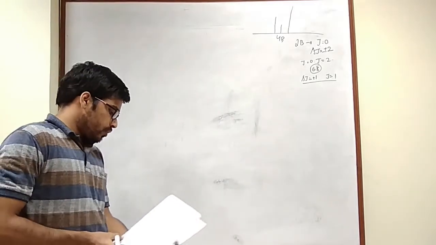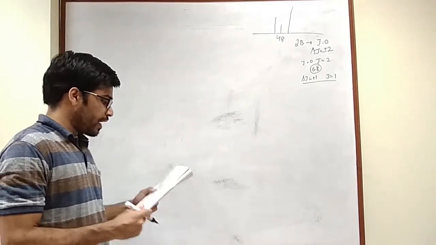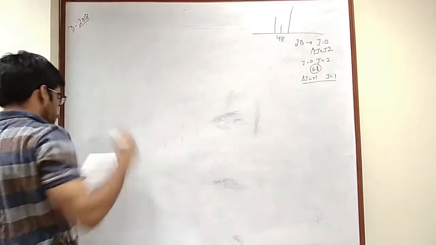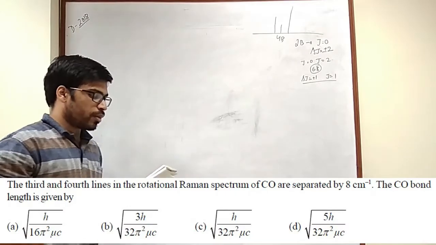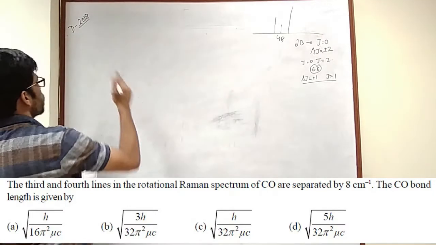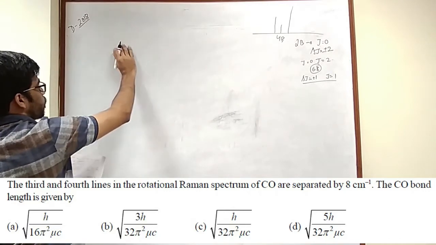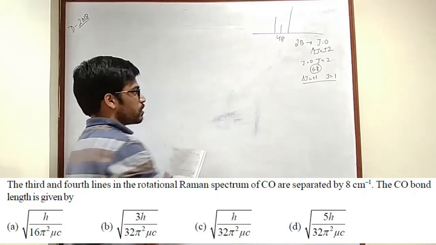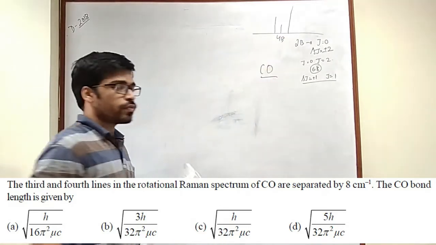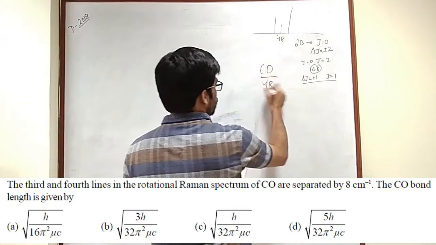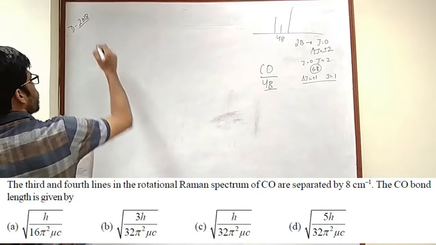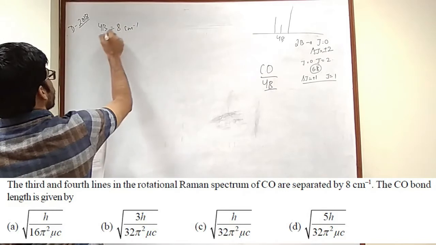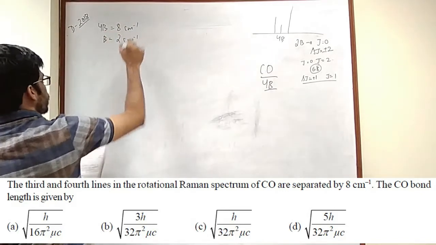So let's take a look at the questions we have. The first question is from December 18. The question says the third and fourth lines in the rotation Raman spectra of CO are separated by 8 centimeter inverse. So third and fourth line. CO is a diatomic molecule. For diatomic molecules, the difference between two lines was 4B. So that would mean 4B is given as 8 centimeter inverse, or B is 2 centimeter inverse.